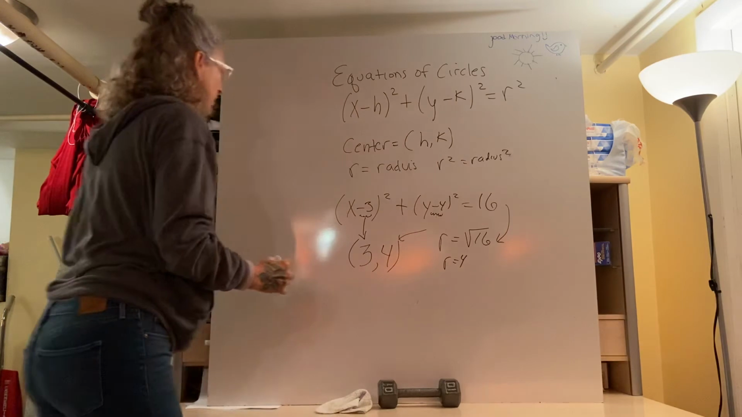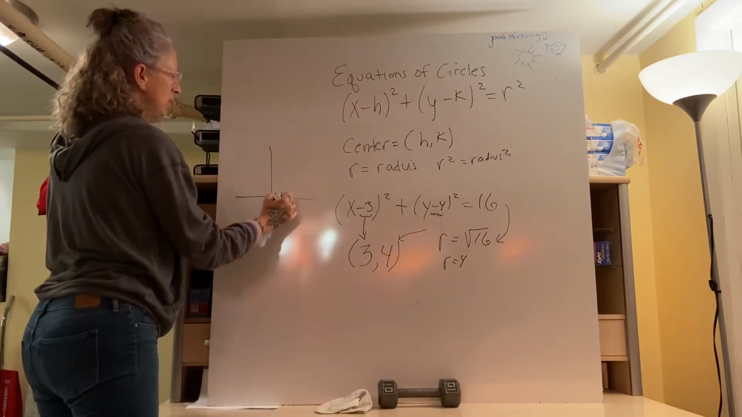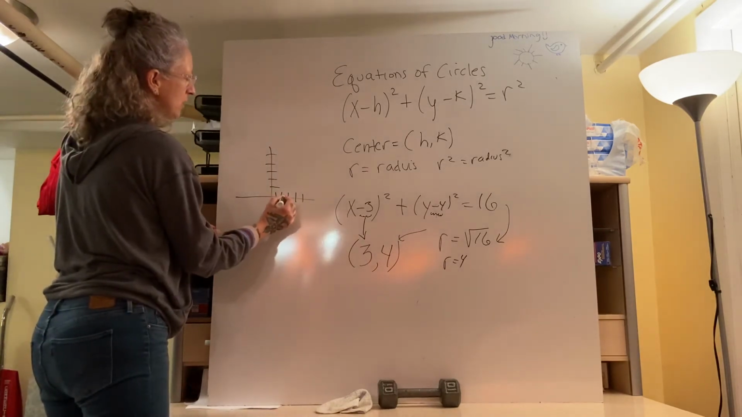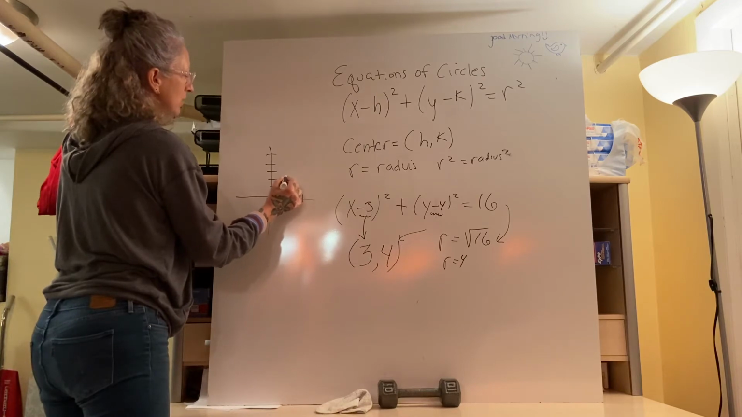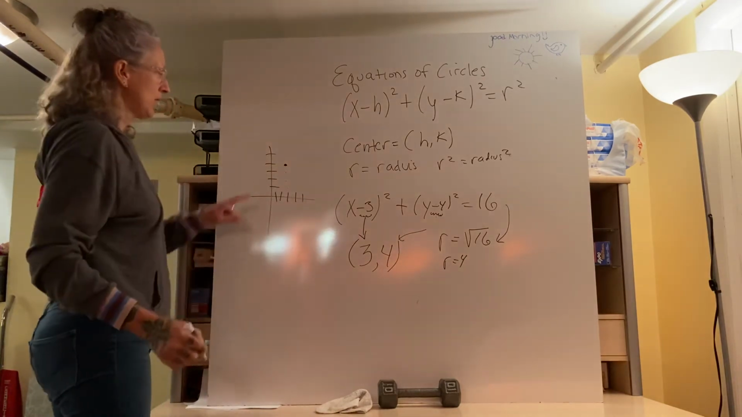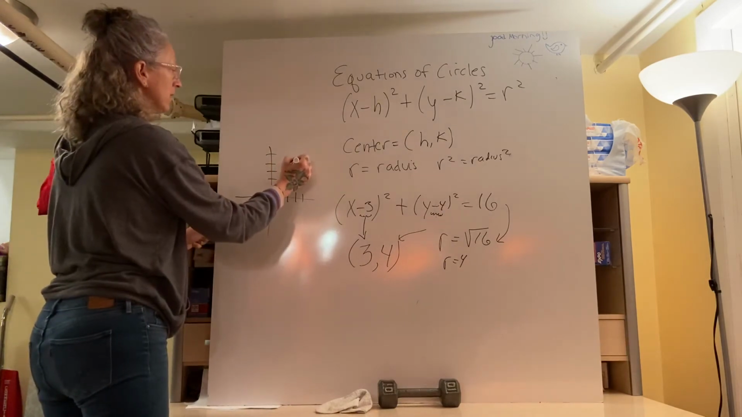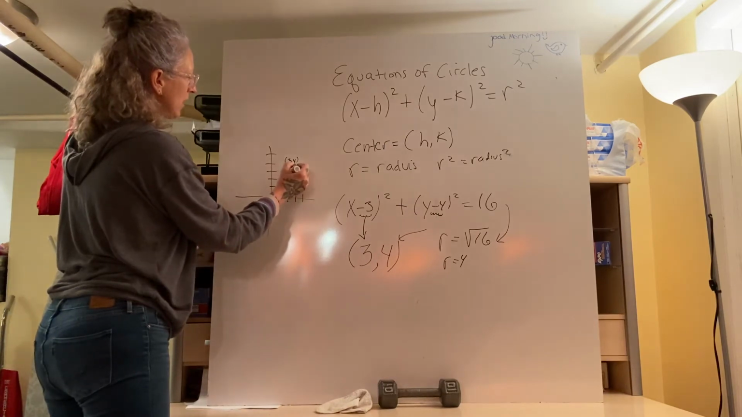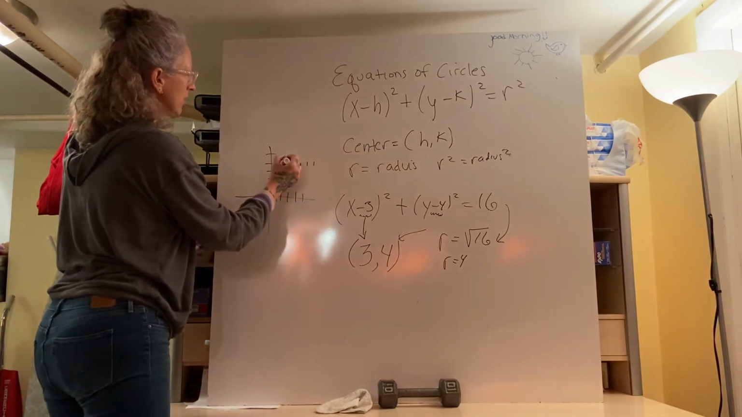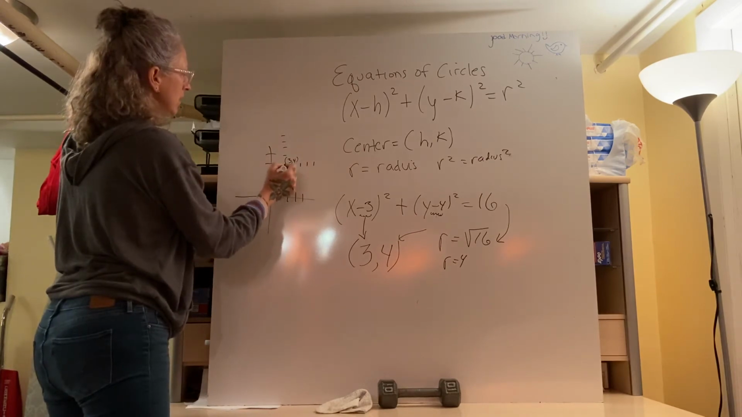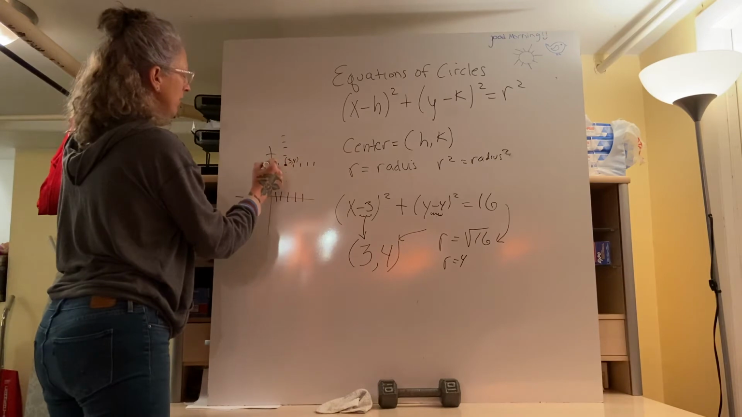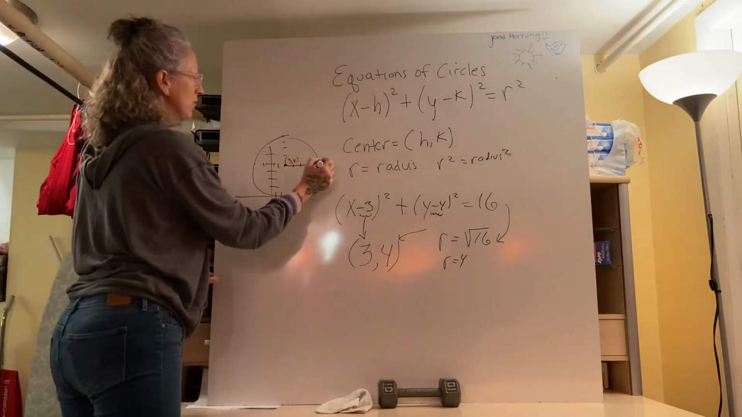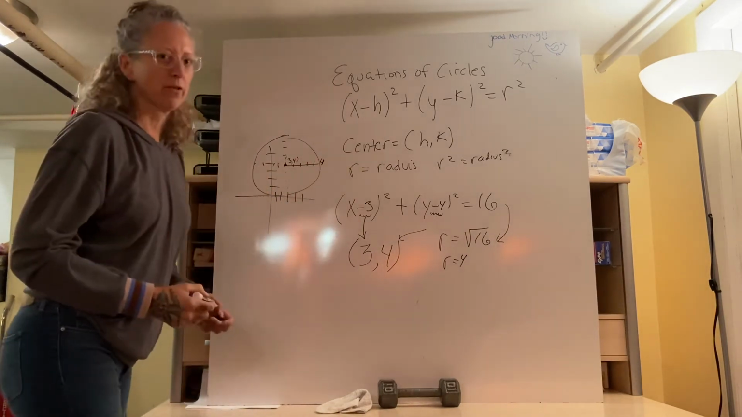So if I want to graph this circle, here's my 1, 2, 3, 4, 5, 1, 2, 3, 4, 5. My center is at (3, 4), so x is 1, 2, 3, and 1, 2, 3, 4. So my center is at (3, 4). And then I just have to draw the radius. So if I go straight out from my center, 1, 2, 3, 4, this is totally off scale, but anyway, you count out and then you're basically just drawing your circle. Okay, so the radius here is 4 and the center is at (3, 4), and that's it.